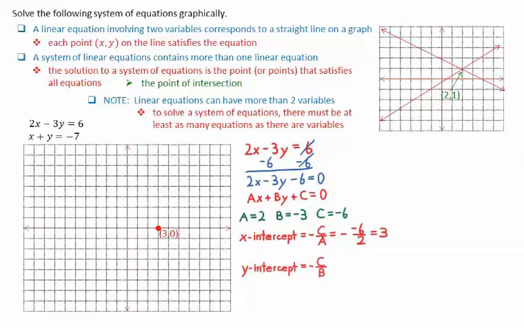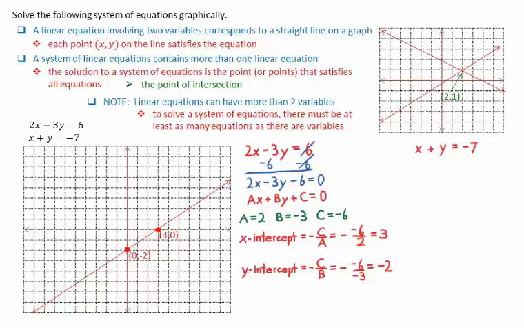The y-intercept for general form is equal to −c/b. In this case, −6/−3. This is equal to −2, corresponding to the point (0, −2). Then draw a line through these points, remembering arrows on both ends.